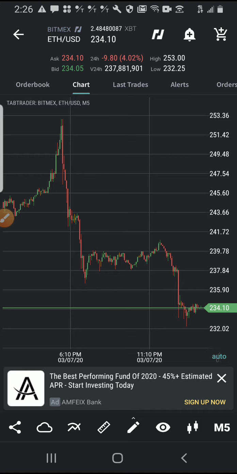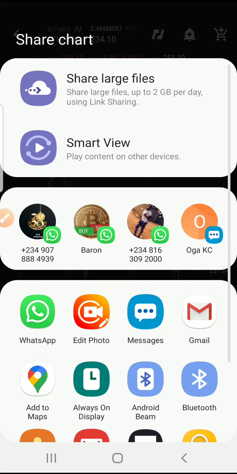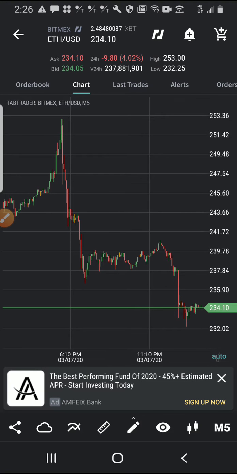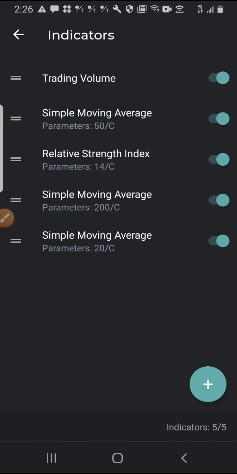From this share you can easily and quickly share your chart to WhatsApp or whoever you want to share it with. This arc is where you can actually add your indicators, and when you click on it, you click on the plus sign.